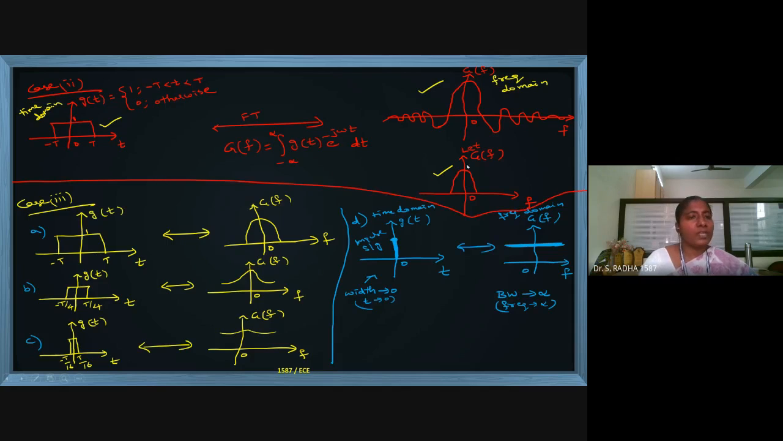Now we have seen case 2, and now case 3, A, B, C, D. So finally, I want you to remember only one thing. In the time domain, the name is g of t. In the frequency domain, the name is g of f. You need not remember any of these diagrams. No need to memorize any of these diagrams. I will tell you whichever are important.